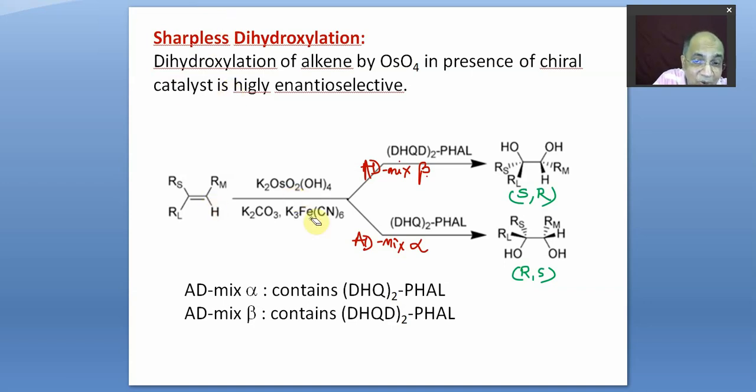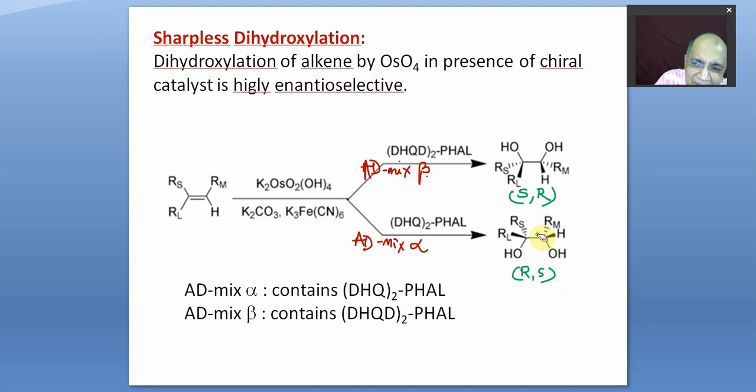was to find that using a chiral catalyst, this is called AD-mix alpha. It's a mixture of several things, like osmium tetroxide in the salt form, potassium carbonate, potassium ferricyanide, and this alpha means this one. This is a chiral ligand, all mixture, AD-mix alpha. That gives you this particular enantiomer, RS. This is R, this is S.